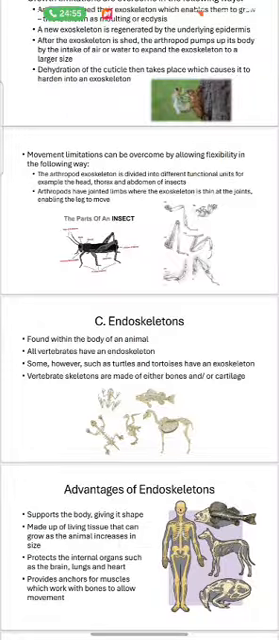Movement limitations can be overcome by allowing flexibility in the following way. The arthropod skeleton is divided into different functional units, for example, the head, thorax, and abdomen of insects. Arthropods have jointed limbs where the exoskeleton is thin at the joints, enabling the leg to move.